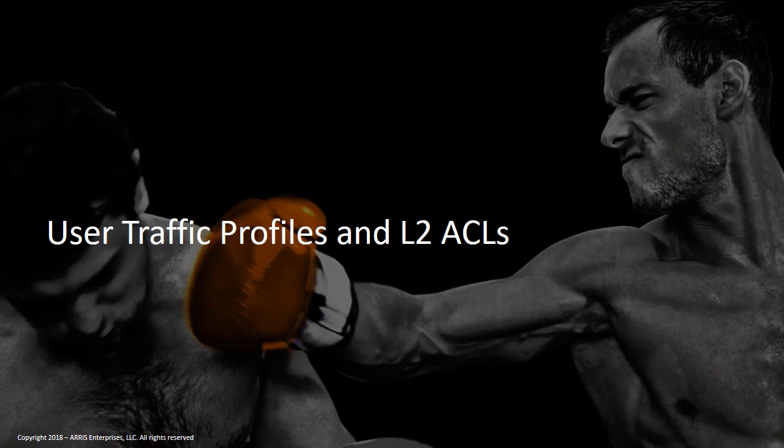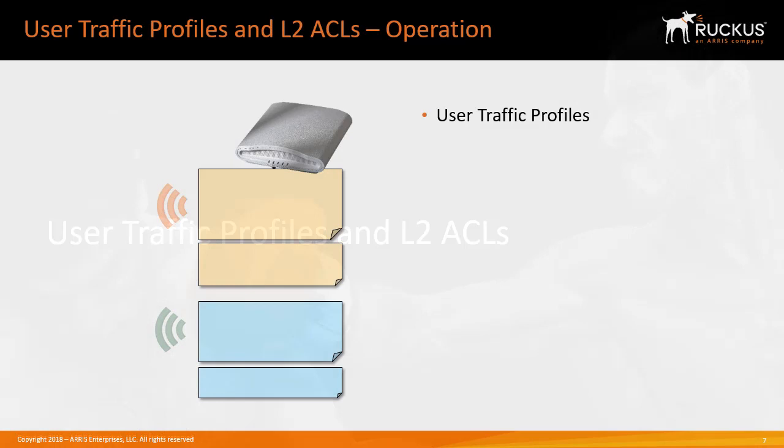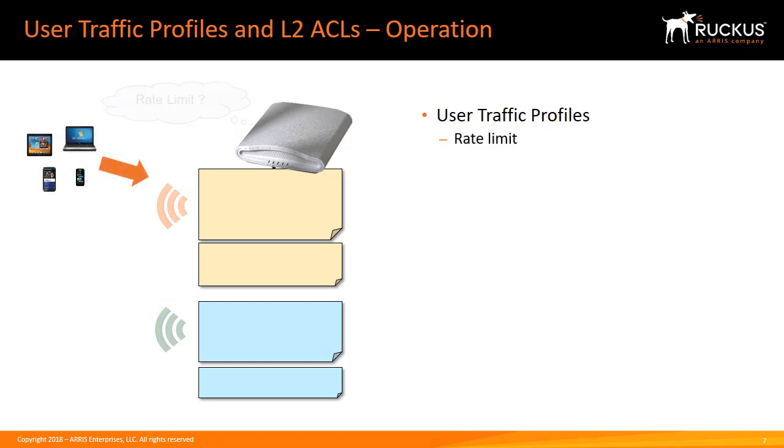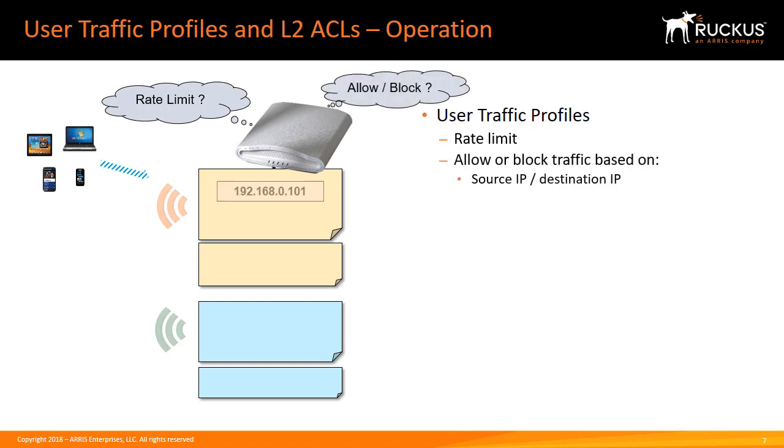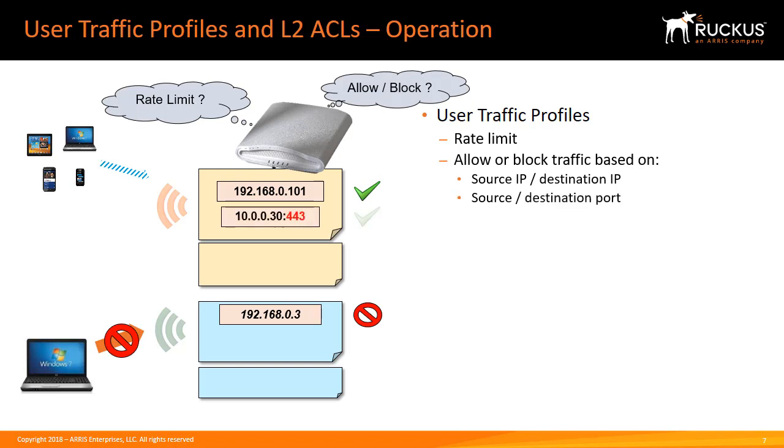Let's first take a look at user traffic profiles and Layer 2 ACLs. User traffic profiles control traffic from Layer 3 and above. You can use user traffic profiles to rate limit traffic on a wireless LAN. Do note that any devices connected to that wireless LAN where that profile is used will limit all devices that are connected. You can add rules to the policy to allow or block traffic based on IP address, port number, and protocol type.